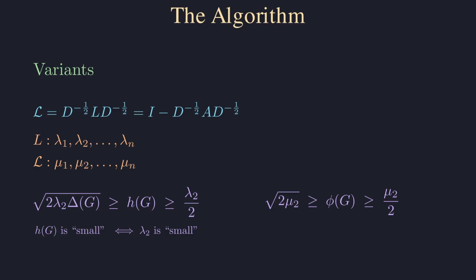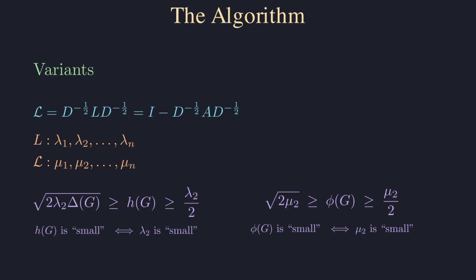Similarly, the second eigenvalue of the normalized Laplacian is associated with the conductance of the graph. The conductance is bounded both above and below by these functions of mu2, and again loosely speaking, phi of g is small if and only if mu2 is small. Just like all the algebraic results in this video, we won't be proving this one either. This is just to show that there are actual theoretical results which can formalize our hand-wavy statements.